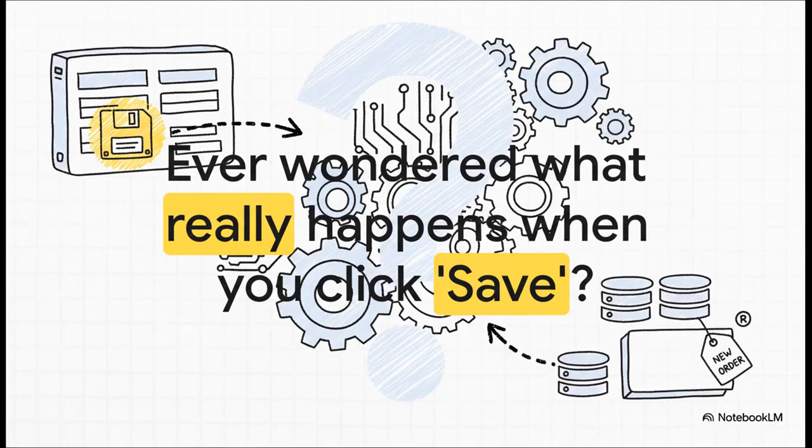Think about it. You've probably done it a million times. You're in VA01, you fill everything out, you click save, and poof, a sales order number pops up. But have you ever stopped to think about what's actually going on behind that click? What's the engine making it all work? Well, that is exactly what we're going to unpack today.